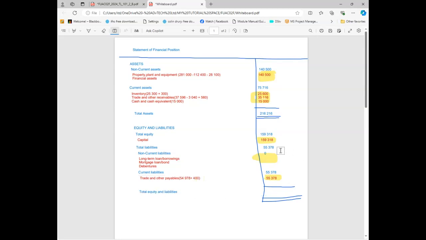Remember, you add only two things. Né? You add total equity and total liabilities. Only these two. Don't add this. This is the same as that total. I don't know if you understand. This is like together like that. Are you with me? So you only add these two.